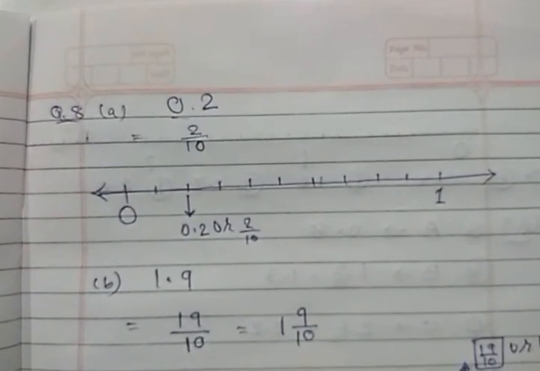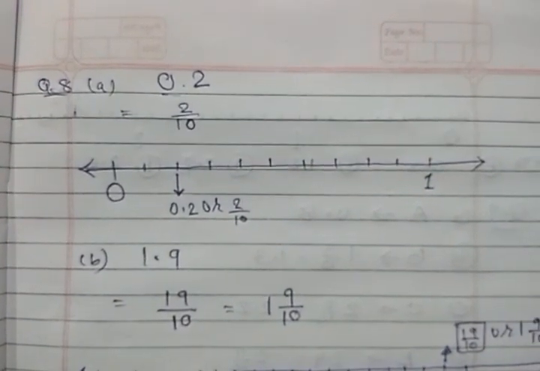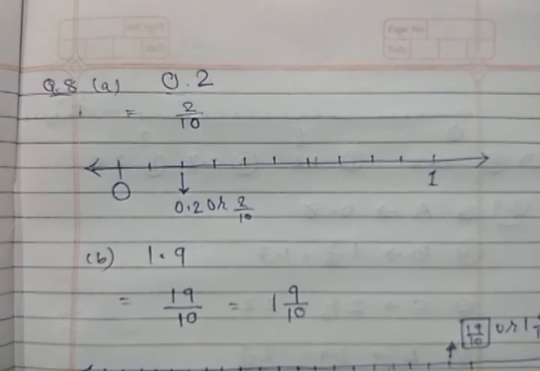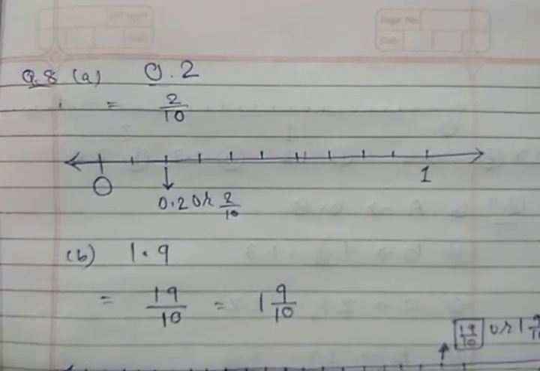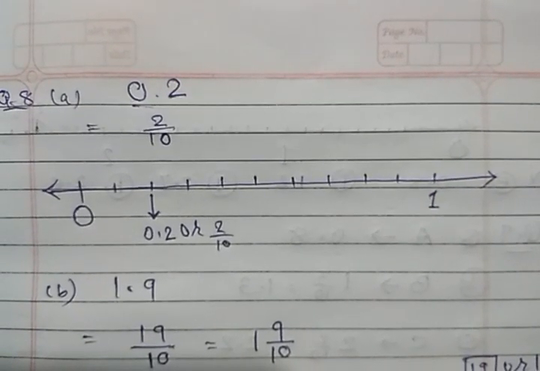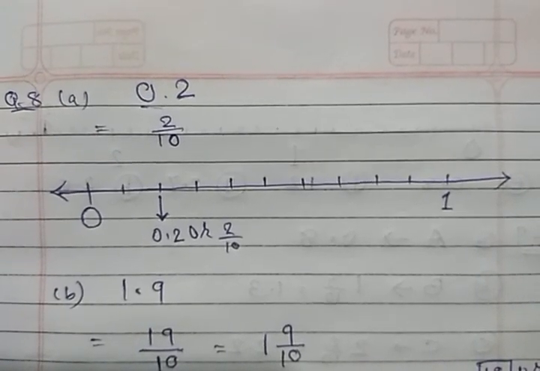Okay. Question number 8. Represent this decimal on number line. Here 0.2. 0.2 means 2 upon 10. Means you have to first draw the number line, and between 0 and 1 make 10 equal parts. So here you see in the figure 10 equal parts.